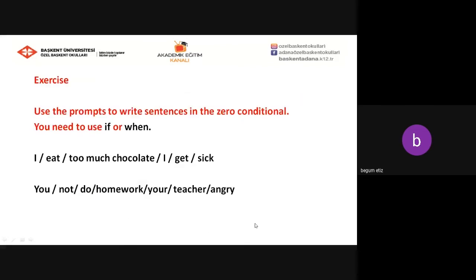Okay, let's move to another exercise. You're going to use the prompts to write sentences in the zero conditional. You need to use if or when. Just think about it and then write the correct answer.